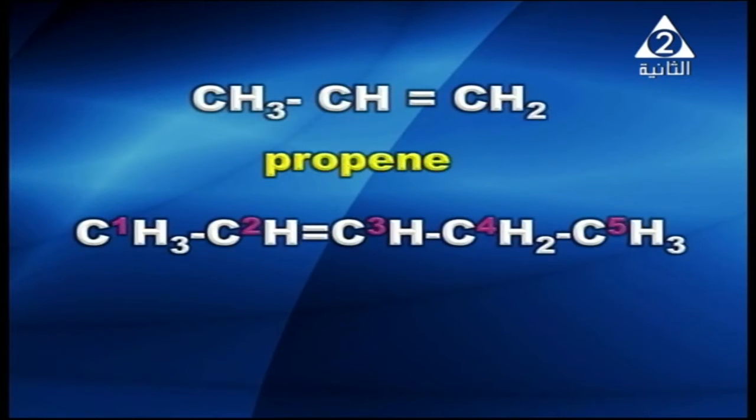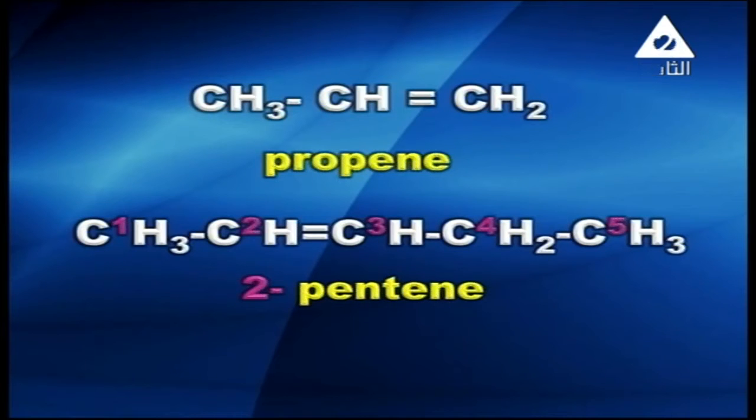But in another example here, the double bond is between carbon atoms number 2 and 3. So we are going to name this molecule 2-pentene. We write the number of the carbon atom nearest to the double bond. So the double bond is between carbons 2 and 3, so the name will be 2, not 3, the lowest number here.